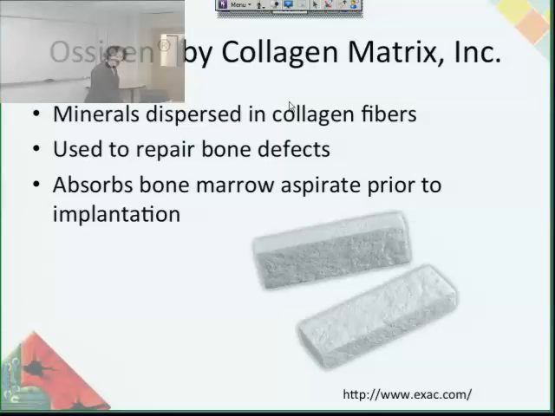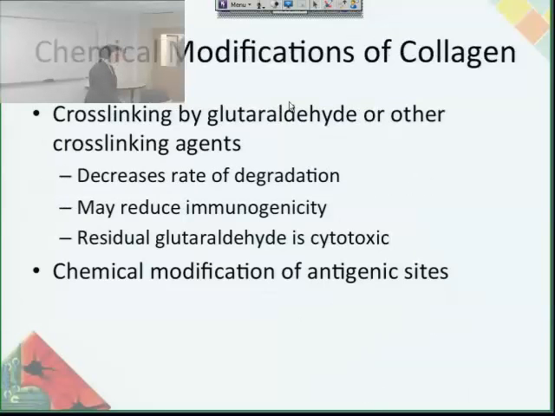Okay, so those are some physical modifications of collagen. You can also chemically modify collagen. So I briefly mentioned that you can chemically cross-link them, which will decrease the rate of degradation, or they won't be degraded at all. It may reduce the immunogenicity, but that is only if you cross-link the antigenic sites, the sites that your body would produce antibodies in response to. So there's no guarantee that simply cross-linking with a non-specific cross-linker like glutaraldehyde or other aldehydes would reduce the immunogenicity. But if you targeted those antigenic sites on purpose, then you would.